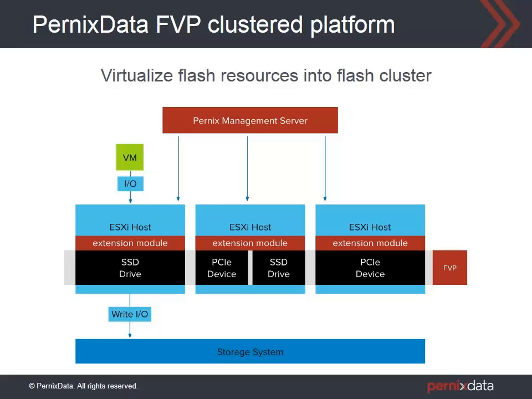And when you install the extension module, it allows you to create an FVP cluster. And by doing that, you will virtualize all the flash devices in the Pernix hosts. And that flash cluster will create one seamless pool of flash resources used by the virtual machines in your vSphere cluster. And when you add a virtual machine to the FVP cluster, we call it you accelerate a virtual machine. And then you can create a write policy that can either accelerate reads or accelerate writes as well.